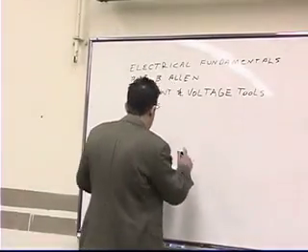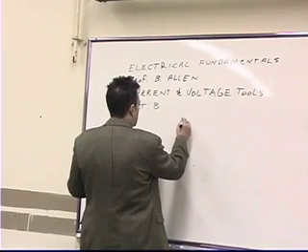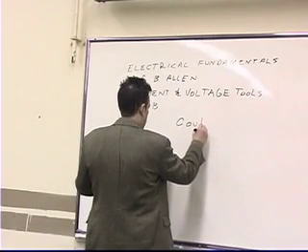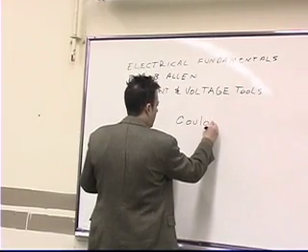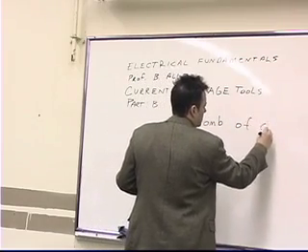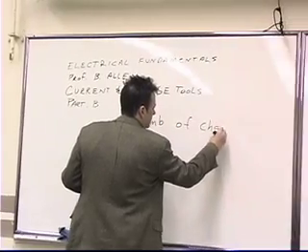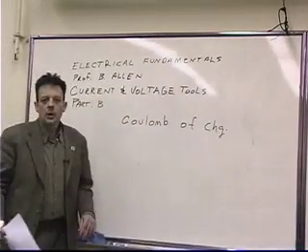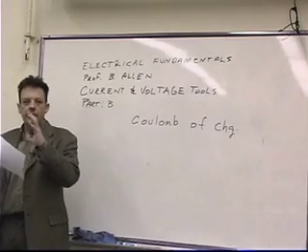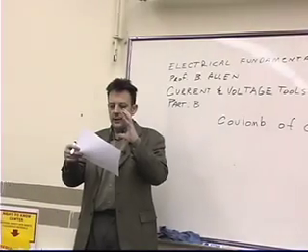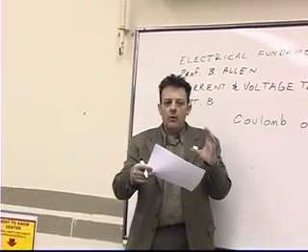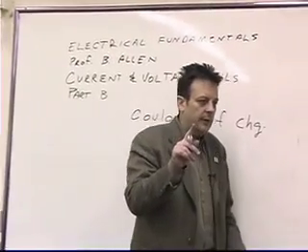But it's the definition of what we call a coulomb of charge. A coulomb of charge is like a quantity of electrons. It's a quantity of electrons. Okay? Now, let's think about this for a second, and let me help you give this meaning.